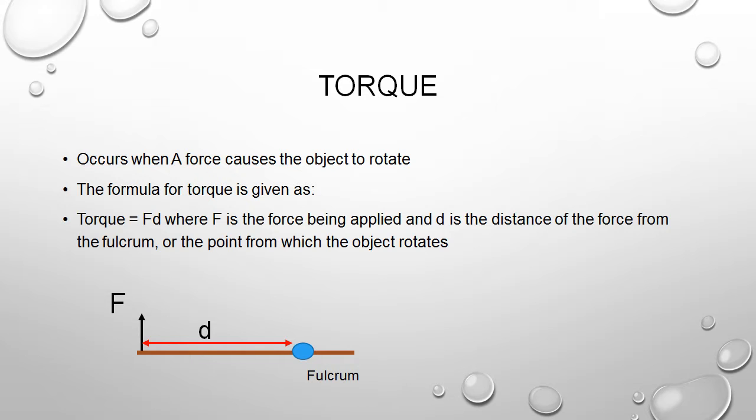So in the diagram that you can see here, the force would be applied at the end of the round stick, and the distance would be the separation between where the force is applied and where the fulcrum is, or the central point around which the stick will rotate, which here is represented by a blue dot.